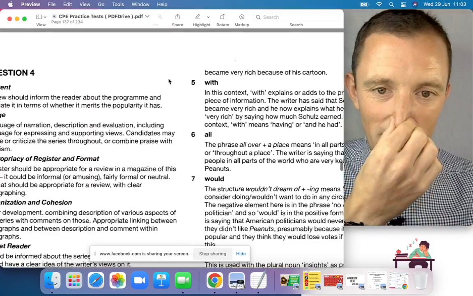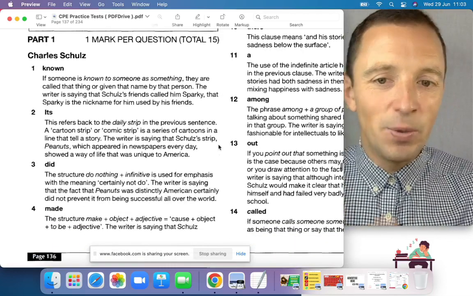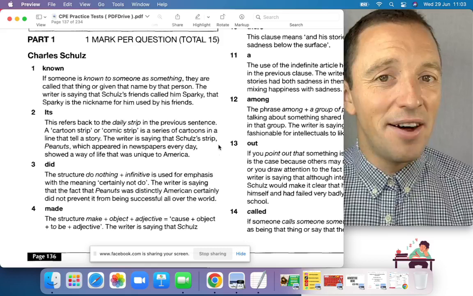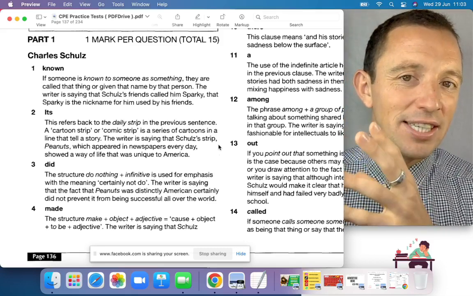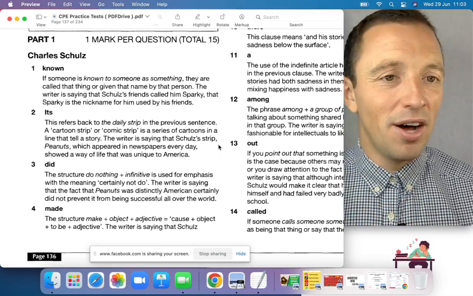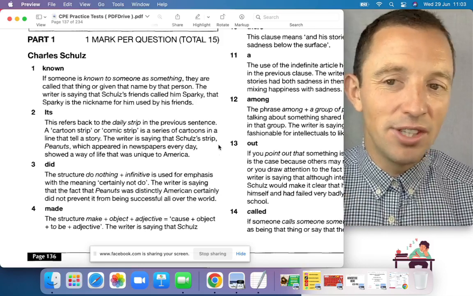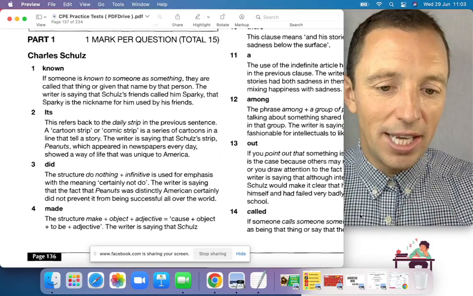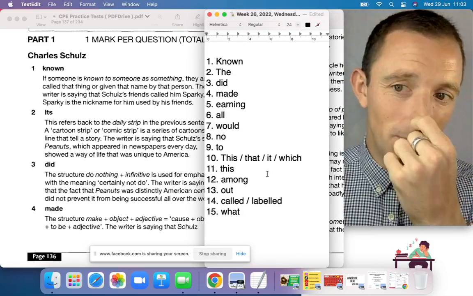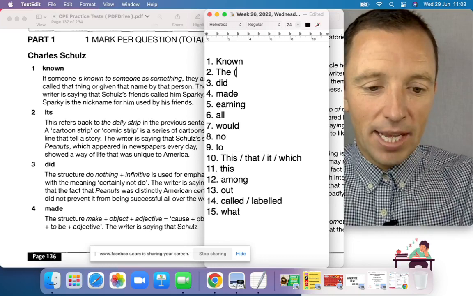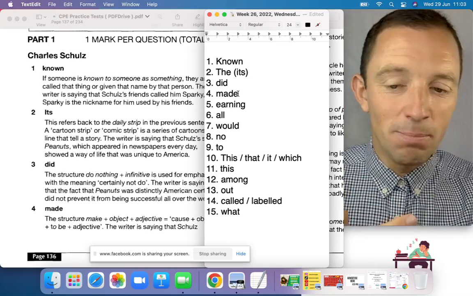137. Okay, so here we can see Charles Schulz. And we have the explanation here. So if you want to take time, you can see exactly why each answer is the reason, and they give an explanation. But I think I've explained more or less why, but this might be a different variation. And number one is known. Okay, and that's correct. Number two is not the. It's the possessive adjective, it's. Number three is did. Number four is made.